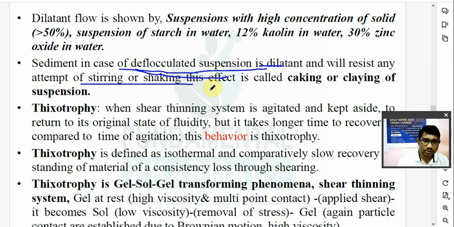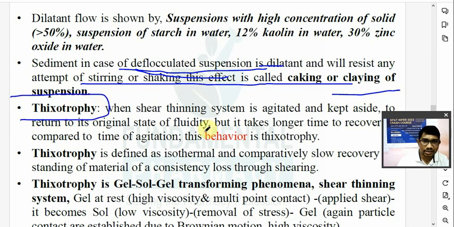अगर जो सस्पेंशन में है ना नीचे जो सेडिमेंट बना है ना, वो एकदम ऐसा टाइट सेडिमेंट बनता है और उसमें अगर आपने शेकिंग करने का ट्राई किया तो वो डिफ्यूज नहीं होता है. ओके, that will resist the stirring and that is known as claying or caking of suspension. देन थिक्सोट्रॉपी, थिक्सोट्रॉपी होता है. Next phenomenon is thixotropy.